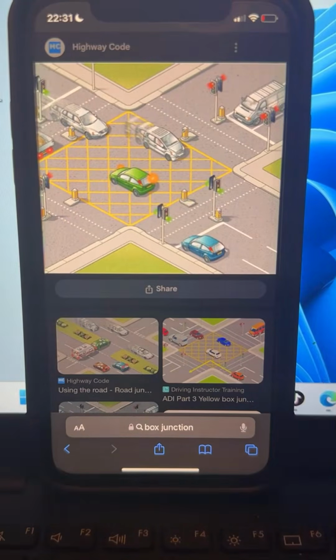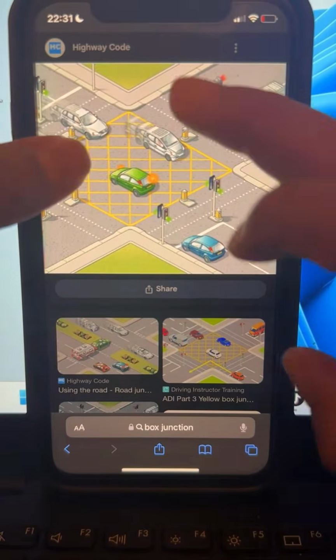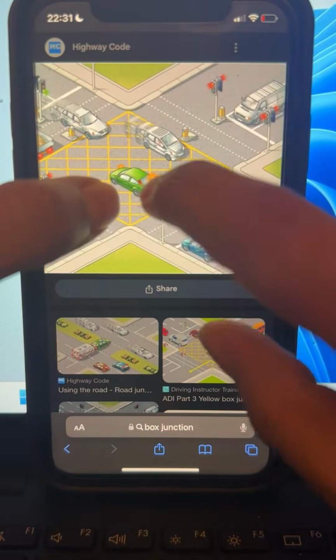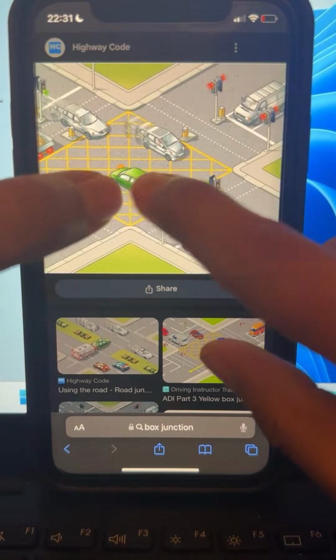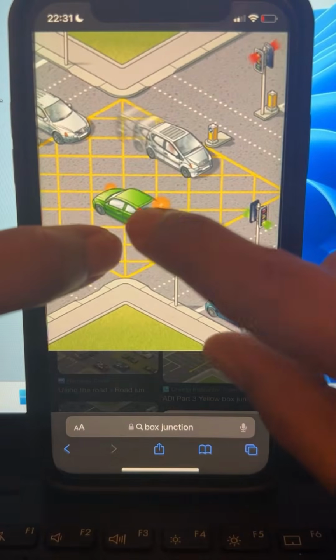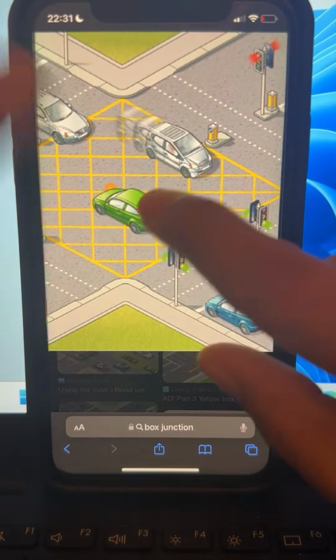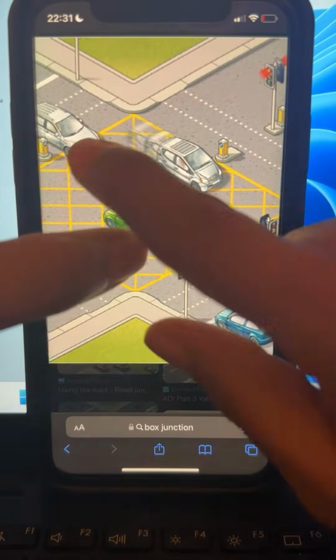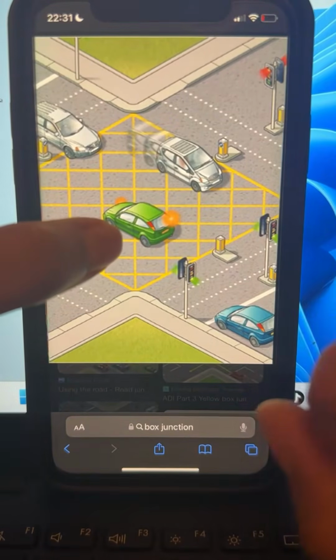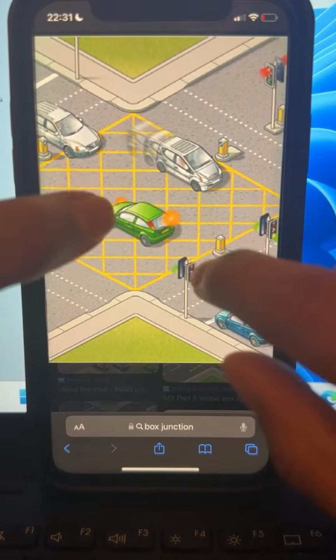The exception here is if you turn right. If you want to turn right, you should check if your exit is clear first of all. Enter, then you can wait in there. If you want to turn right, like the green car, you can stop and wait. Waiting for what? Waiting for oncoming traffic on your way, because you should be giving them priority. You should be giving them way.